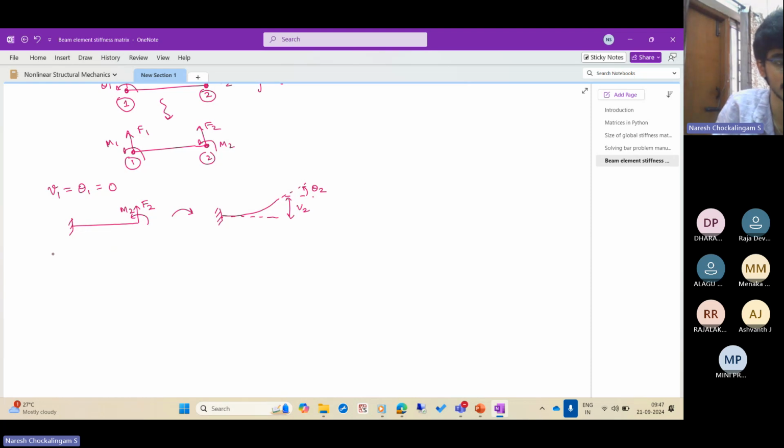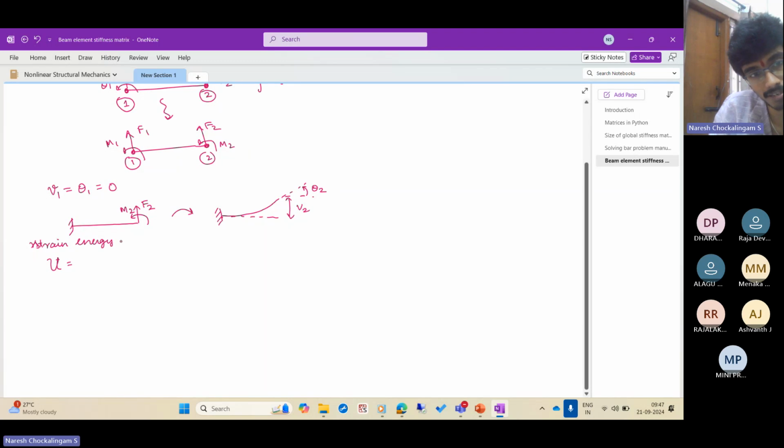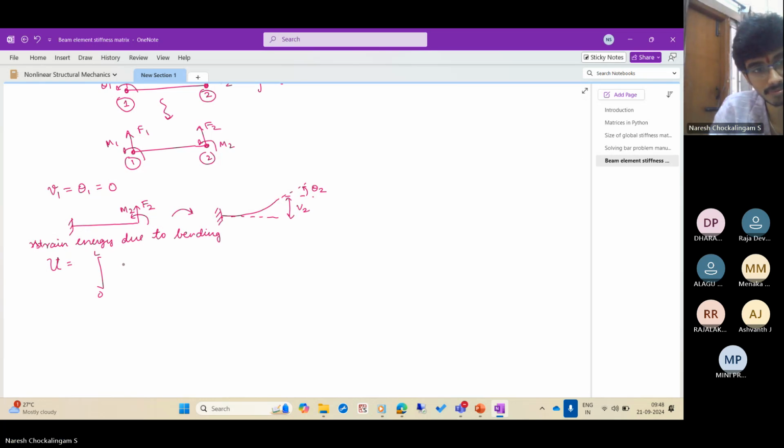So first, let us write down the energy of the system, the strain energy of the system. So the strain energy of the system is what? You ignore the components from the axial force and shear. So you say bending strain energy is the strain energy due to bending. That's important, right? What is it? It is the integral 0 to L of M square dx by 2EI.